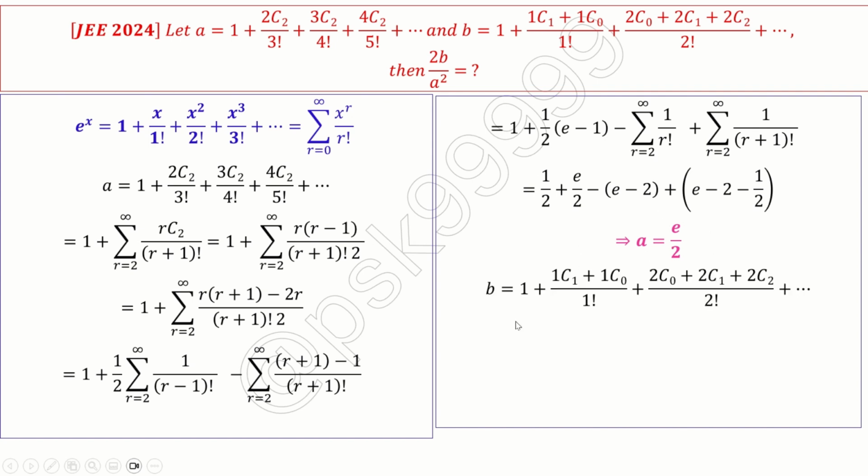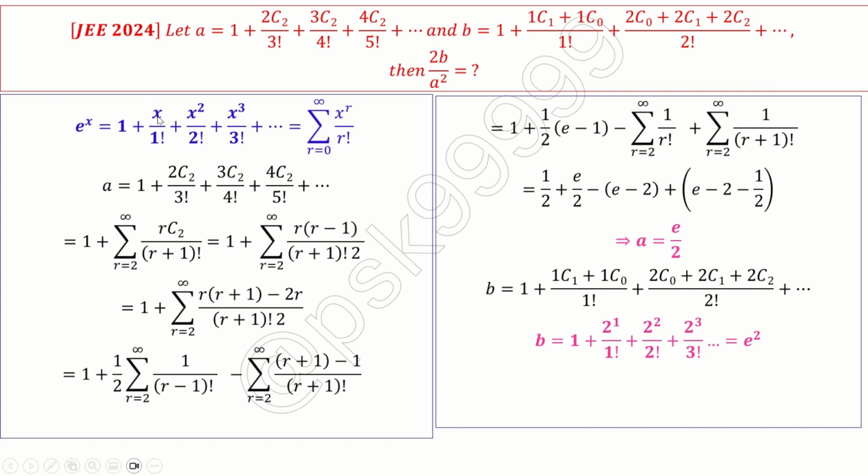Okay. Now what is b? b is very simple because each numerator is complete. If you see this 1c1 plus 1c0, which means complete, right? This is nothing but 2 to the power of 1. Correct? 1 plus 1, 2 to the power of 1, then 2 to the power of 2, 2 to the power of 3, and so on you will get. So b is 1 plus 2 to the power of 1 by 1 factorial plus 2 square by 2 factorial plus 2 cube by 3 factorial and so on.